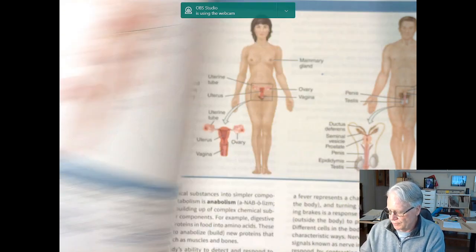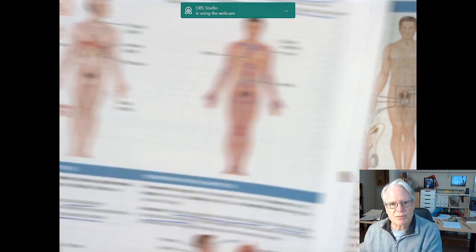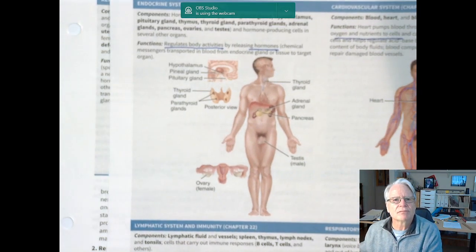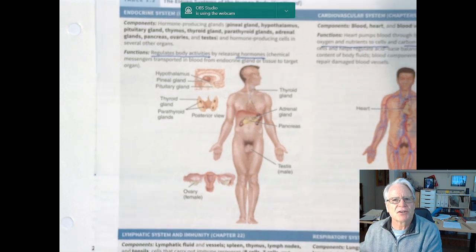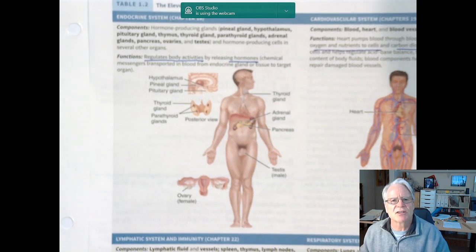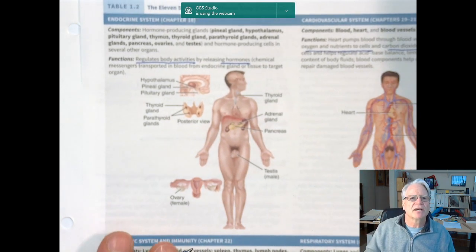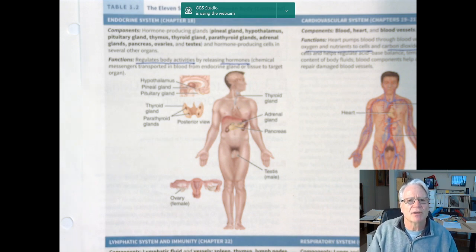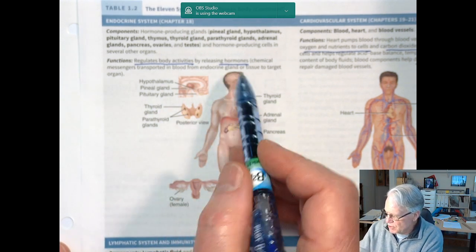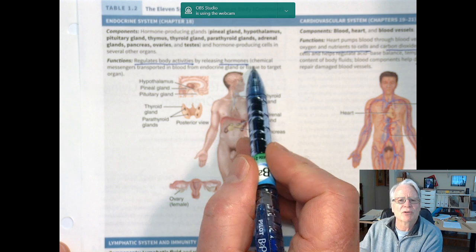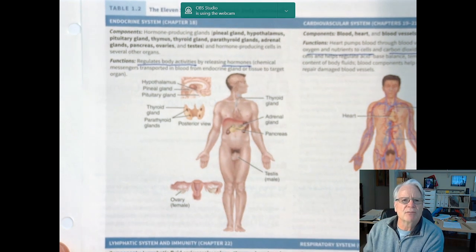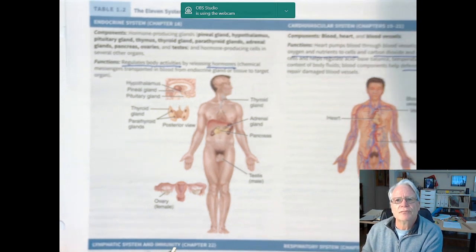Next is going to be the endocrine system. This is also another command and control system that we find in the human body. And as you can see, it regulates body activities. But in this case, it does so through hormones. So the nervous system is going to regulate the body by sending out electrical impulses, nerve impulses. This one is going to use hormones, and that's, again, command and control.